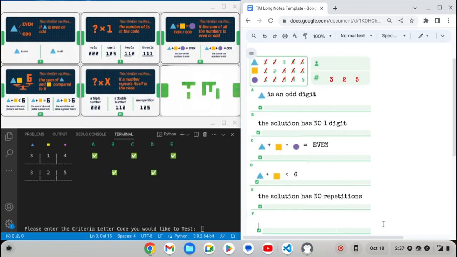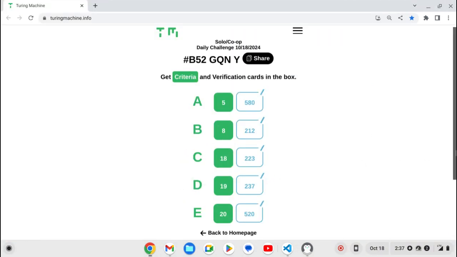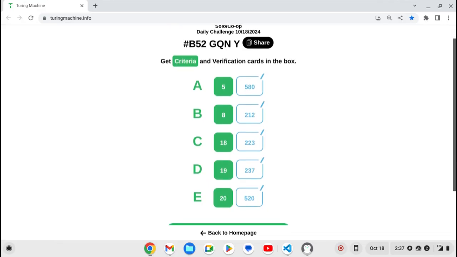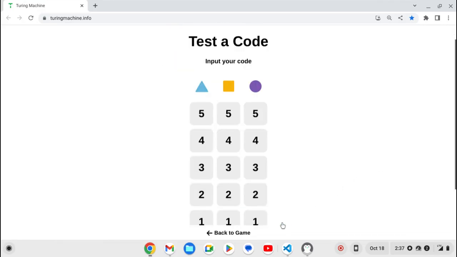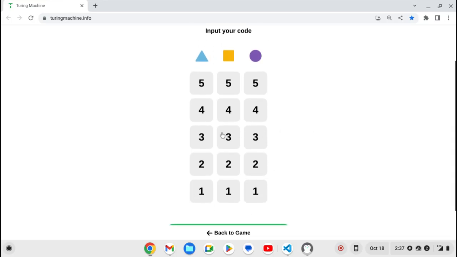The sum of the first two is less than 6. It is, that's 5. And no repetitions. Yeah, it looks like we got it right. And, you know, knowing that you have all the check marks above, and if you didn't alter those responses from the first round, yeah, 325 should work. So let's go verify 325 as our solution. 325.